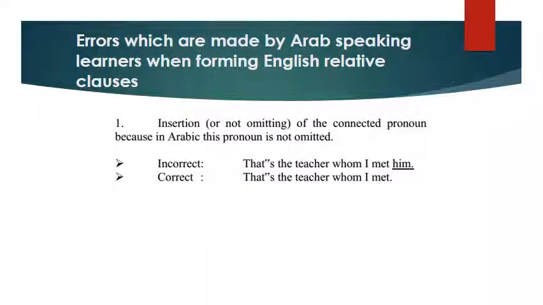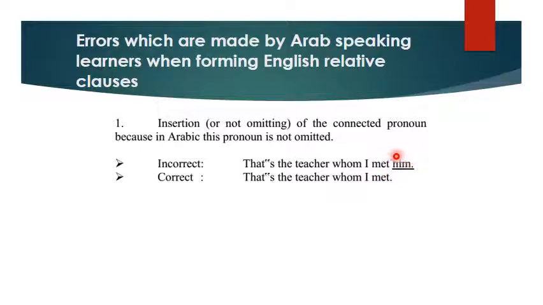So let's have a look at the errors which are made by Arab speaking learners when forming English relative clauses. For example, we would have an insertion, or not omitting, of the connected pronoun, because in Arabic this pronoun is not omitted. Let's have a look at this example. It is an insertion of the connected pronoun. The incorrect sentence is: that's the teacher whom I met him.